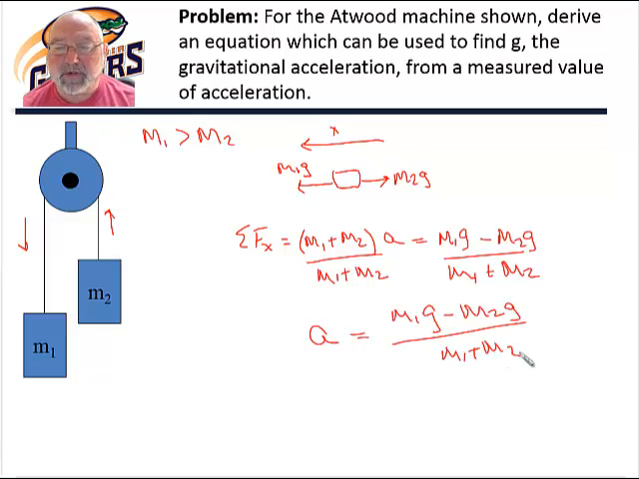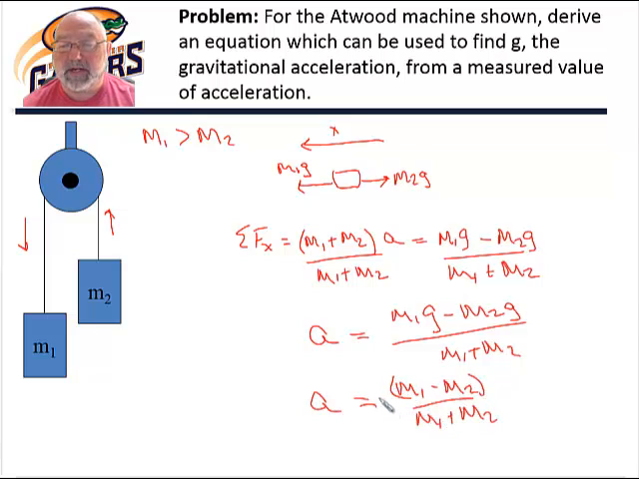But Mr. Miller, you said we were going to find g. This looks like a mess. How can we use this to find g? Well, fair question. I see in the numerator that g appears in both terms, so why don't I factor that g out of those two terms, and my equation will now look like this. So g times m1 minus m2 over m1 plus m2.